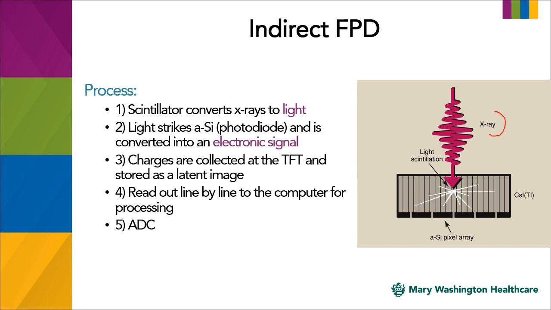So you can see here in this picture, we've got the X-rays going to hit the scintillator, and it's going to convert X-rays to light. And then the amorphous silicon array down here is where it's going to change to an electronic signal.